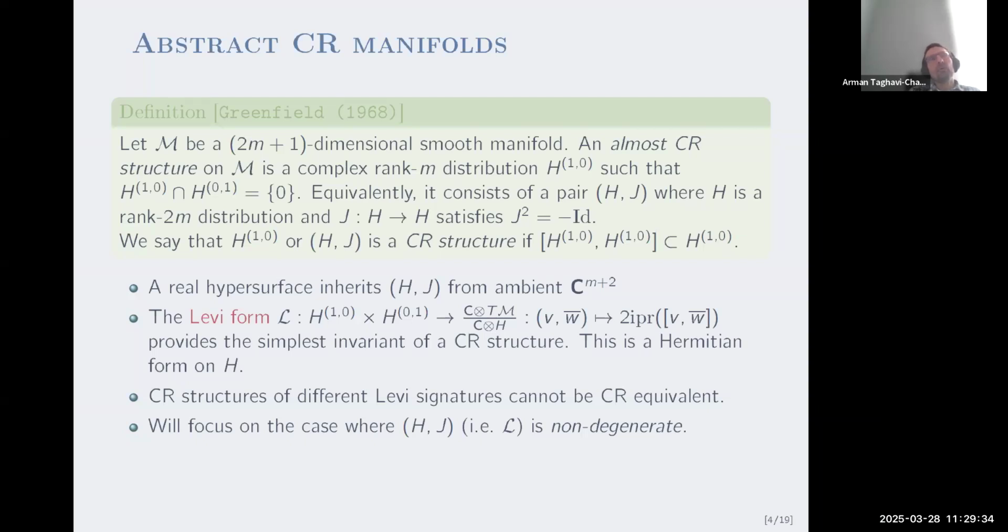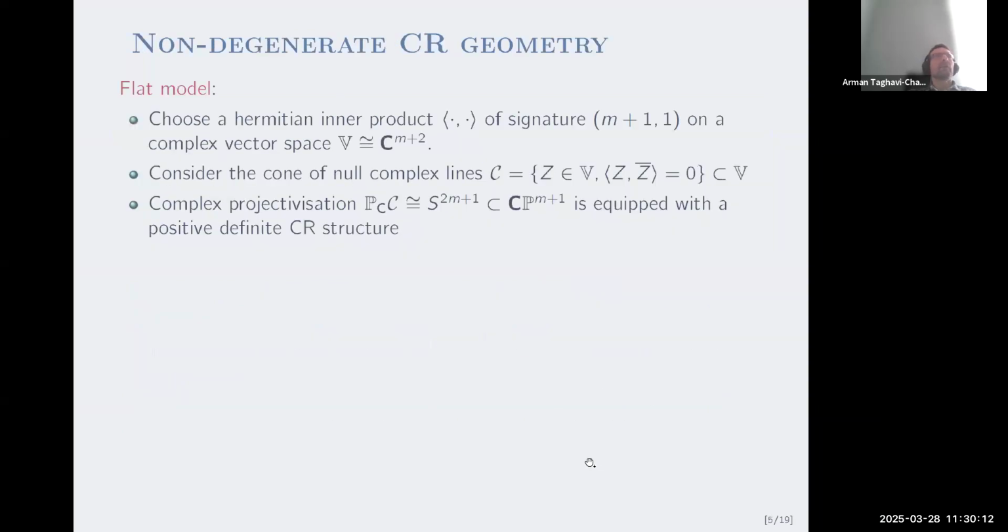If we have a Hermitian form, then you can define its signature. The signature of a Hermitian form is simply the signature of its symmetric, or real, part. And if two CR structures have different Levi signatures, we can be sure that they cannot be CR equivalent. So this is a very simple example of an invariant. For the rest of my talk, I will focus on the case where the Levi form is non-degenerate, so it has full rank.